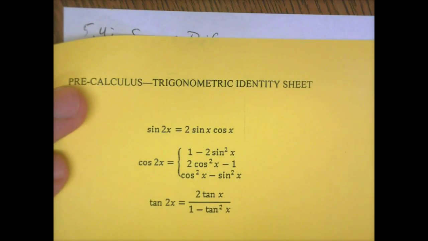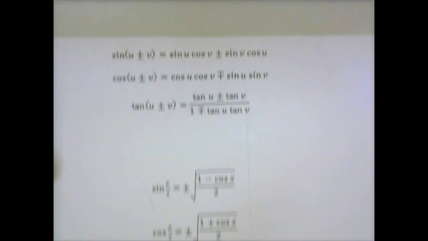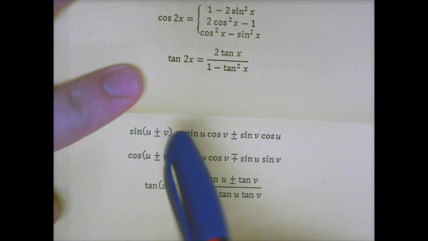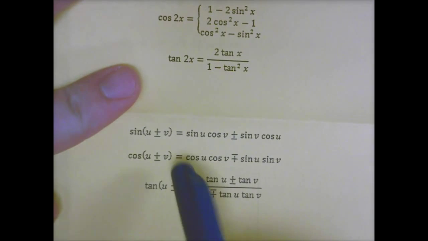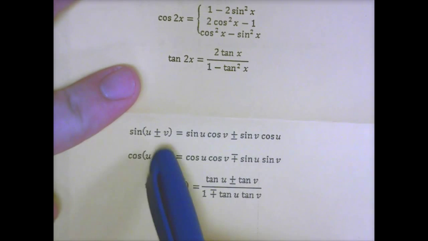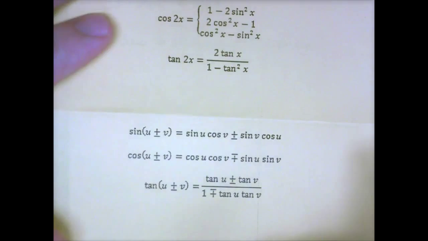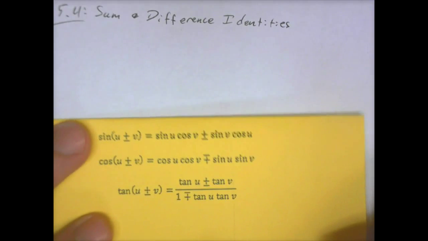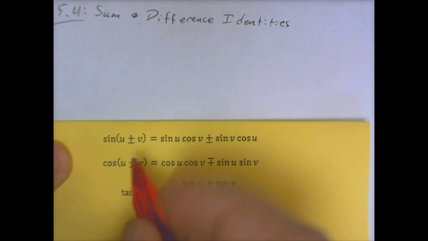It'll say pre-calculus trigonometry identity sheet, and there are a bunch of them. The ones right in the middle, these are your sum and difference ones. Sum and difference: if you sum something, you add something together. So you're adding angles. Difference is subtracting angles. So you're also subtracting angles there.